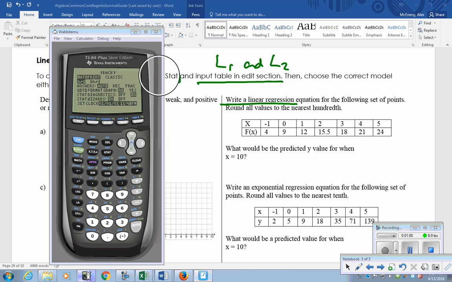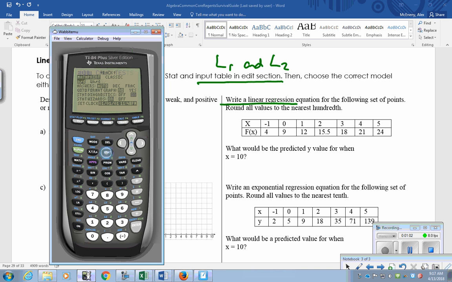So you're going to want to go to stat. Press the stat key. Okay. And then hit edit. And then we got -1 through 5. Okay, which is 7 numbers. And then I'm going to put the other numbers in. So we got 4, 9, 12, 15.5, 18, 21, 24.